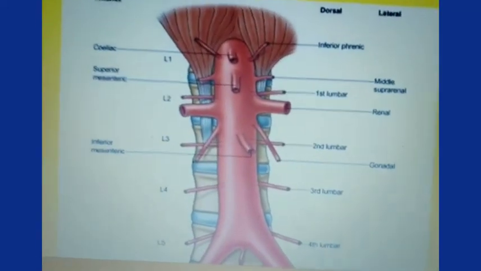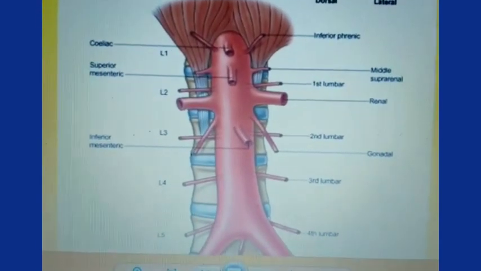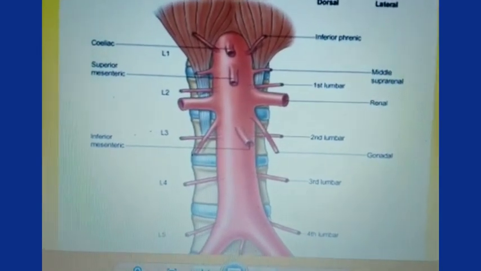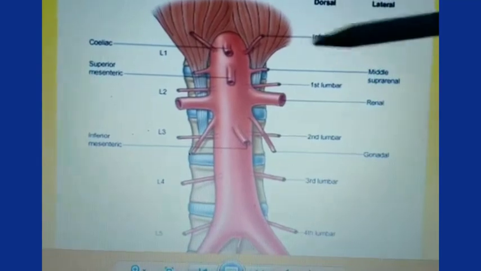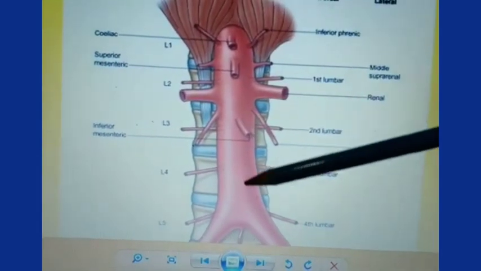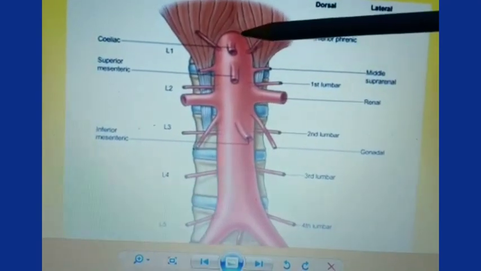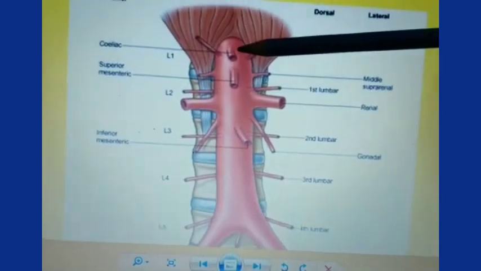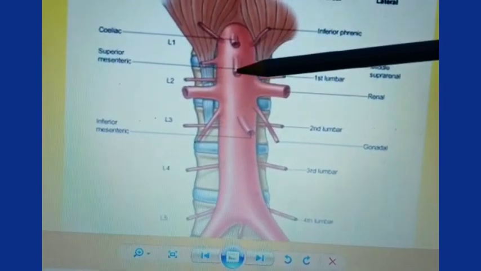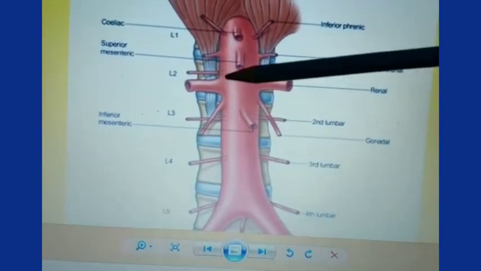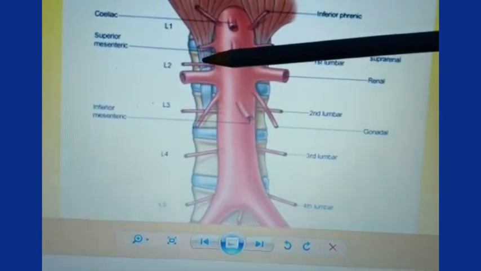Now, next topic. The name of the chapter is posterior abdominal wall, and the topic is the branches of the abdominal aorta. This is the abdominal aorta. The beginning of the aorta is at the level of T12 when it passes through the aortic opening of the diaphragm. Then it descends downwards above the lumbar vertebrae. See, behind are the lumbar vertebrae.